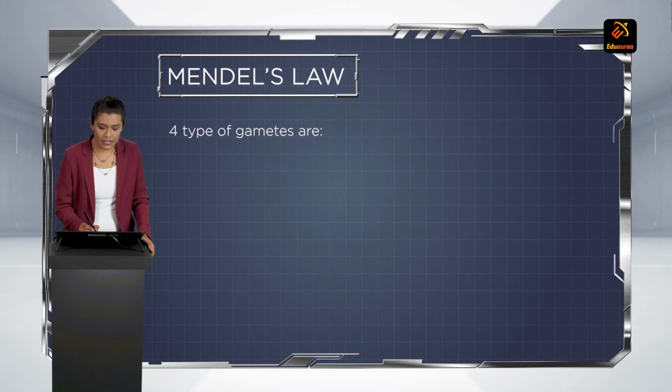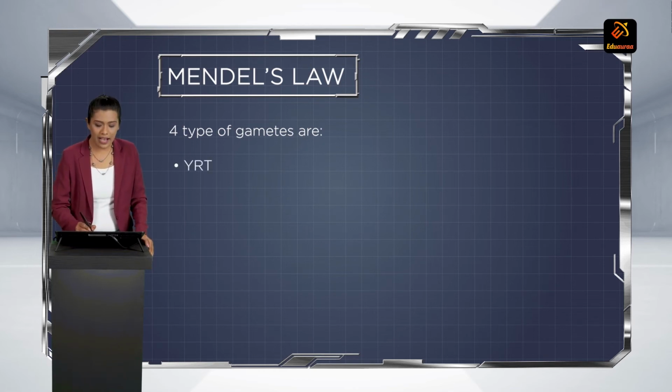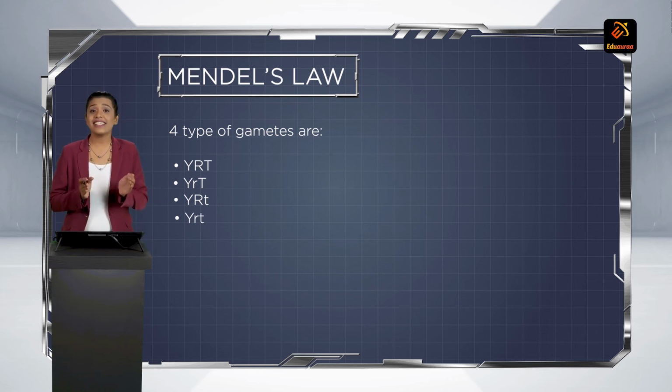Tell me, children. So it is going to be capital Y, that is going to be in every gamete. And it will be capital Y, capital R, capital T; capital Y, small r, capital T; capital Y, capital R, small t; capital Y, small r, small t. These are the 4 types of gametes. The capital Y is going to be in all the gametes. There are no variations in it, and that is why we do not consider the homozygous traits. We only consider the heterozygous number of traits when we want to count the type of gametes.